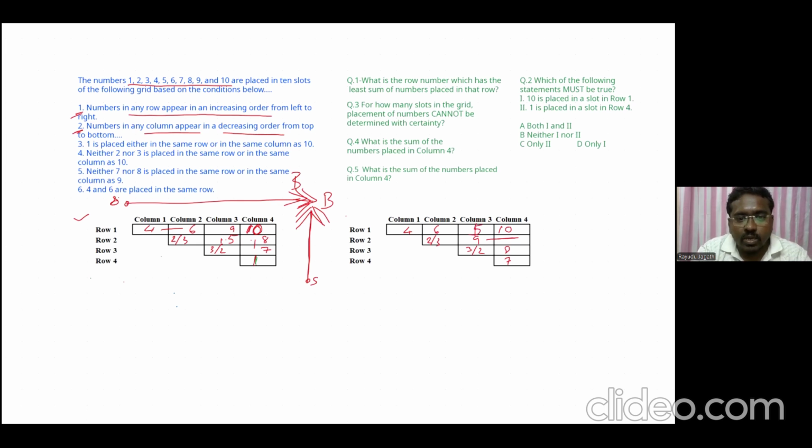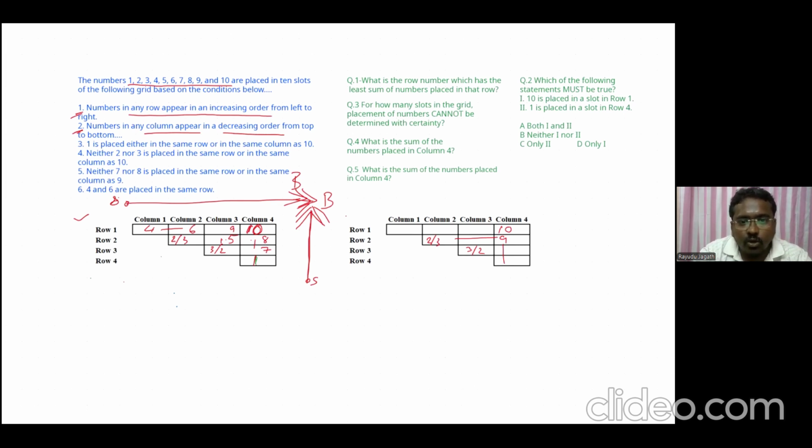This is ruled out, and this is ruled out. Understood? 5 cannot occupy this point. Why? Because 5 9 at 3 by 2 is violating condition 2, and therefore 9 in this point is ruled out. If we put 9 here, what happens? This row and this column cannot be occupied by 7 and 8 according to point 5. So 7 and 8 should be located somewhere here.